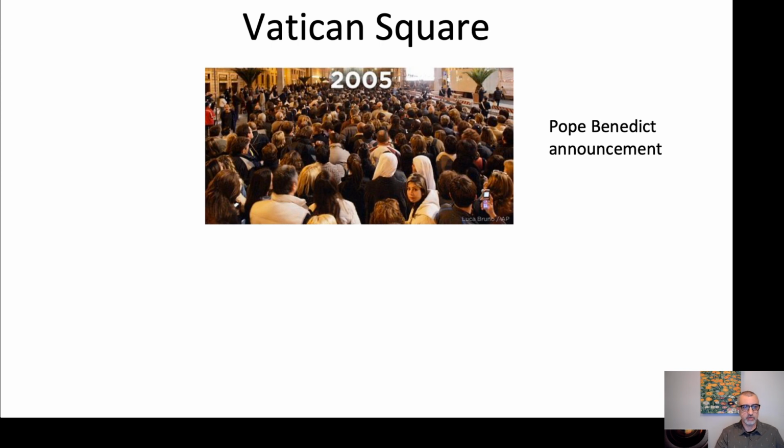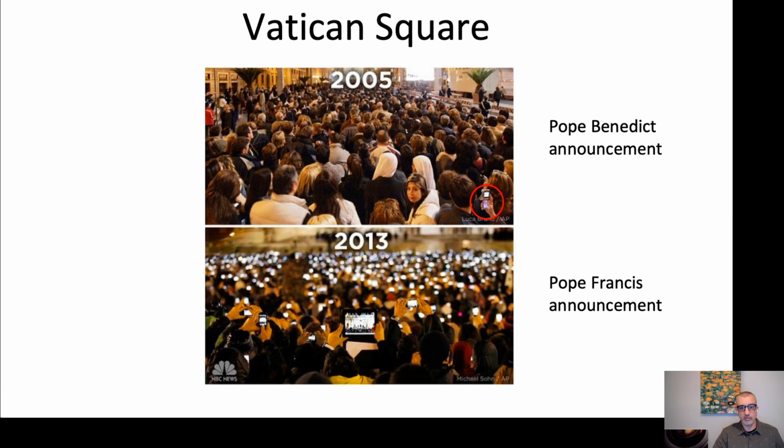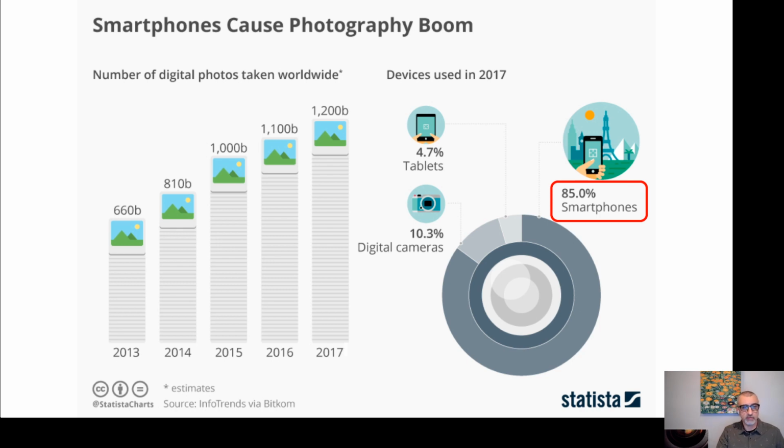Here's a piece of evidence you might find interesting. This is a picture from 2005, the Vatican Square when Pope Benedict was announced. I want to draw your attention to the lower right-hand corner of this image, where you'll see one lonely individual with a flip phone taking a picture of the scene. Now let's fast forward just a few years to 2013 when the next Pope, Pope Francis, was announced. And here you'll see that virtually everyone has a mobile device, everything from tablets to phones, taking a picture of the scene. And this is a fundamental transformation in the way we remember our world, we capture our world, and so on.